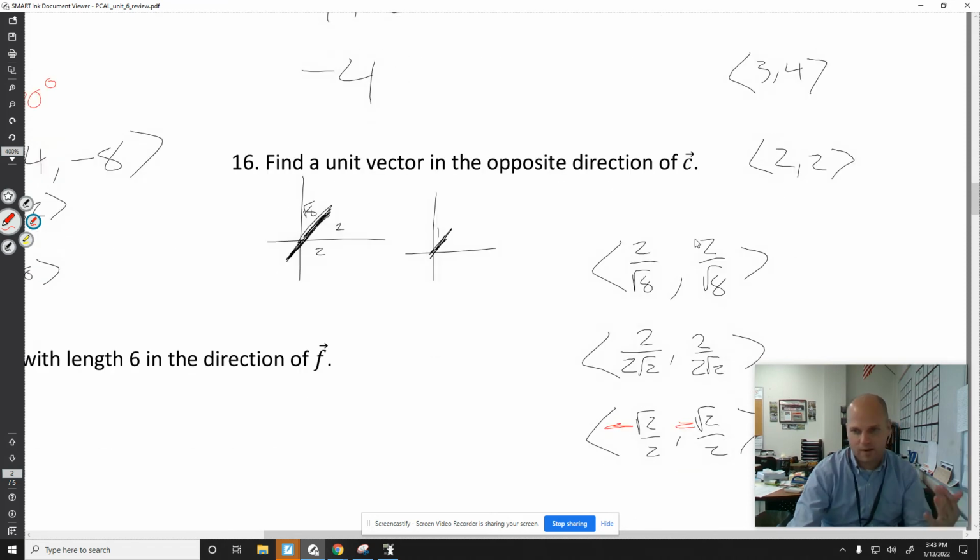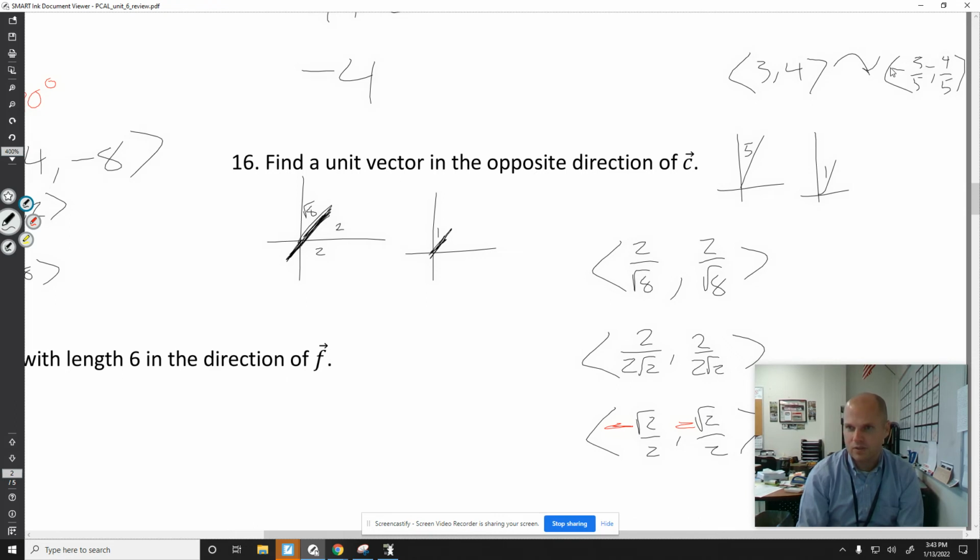That was fun. Now, if you were going to do it with like 3, 4, you take 3, 4, make it a unit vector, dilate, divide by its magnitude. Magnitude is 5. You could find using the Pythagorean theorem. Turn that into a unit vector of length 1, divide by 5, 3/5, 4/5, and then put it in the opposite direction.